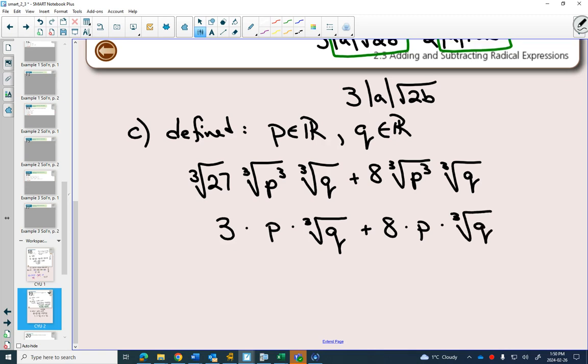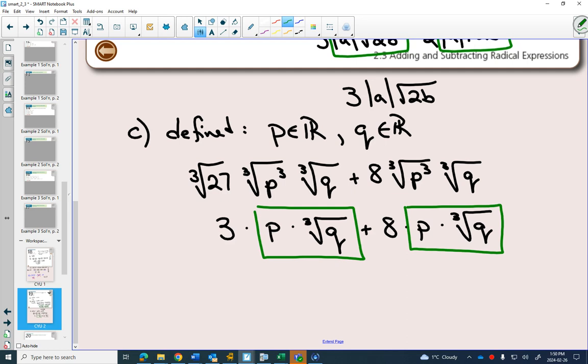Are these like terms? So again, I'll put all my variables and all my radicals inside of a green box. Are those green boxes the same? Yes, they are like terms and like radicals. I have 3 of them plus 8 of them. That will give me 11 of them. So I have 11 p cube root q's in the end.